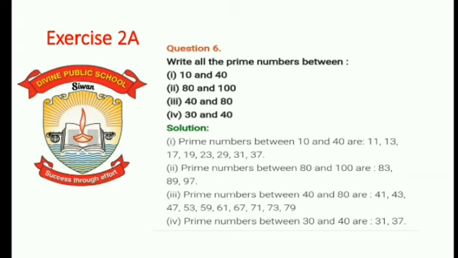In the second part, prime numbers between 80 and 100 are 83, 89 and 97. In the third part, prime numbers between 40 and 80 are 41, 43, 47, 53, 59, 61, 67, 71, 73 and 79. In the fourth part of this question, prime numbers between 30 and 40 are 31 and 37.